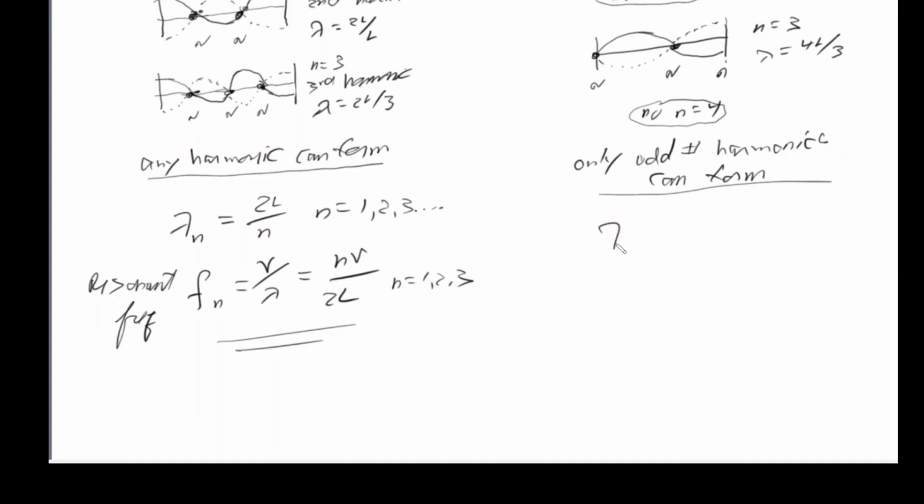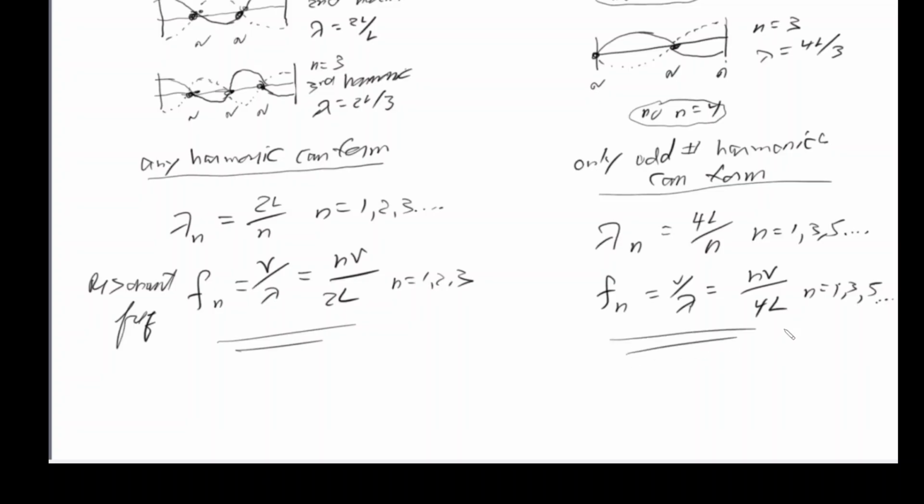Similarly, the wavelength with one closed end is equal to 4L over n, where n in this case is 1, 3, 5, etc. And the resonant frequency would be v over lambda, which turns out to be nv over 4L, where n is equal to 1, 3, or 5, etc. So these are the resonant frequencies for a pipe with one closed end.